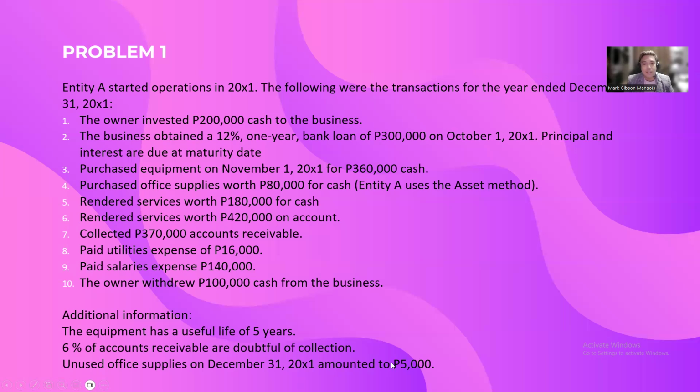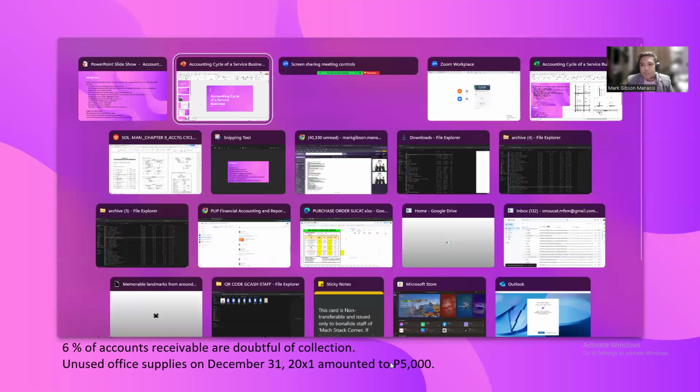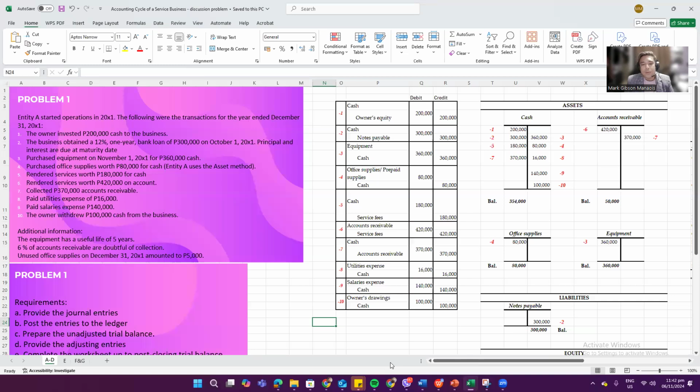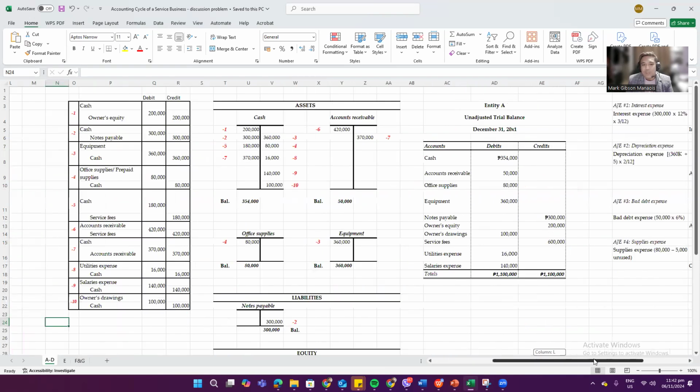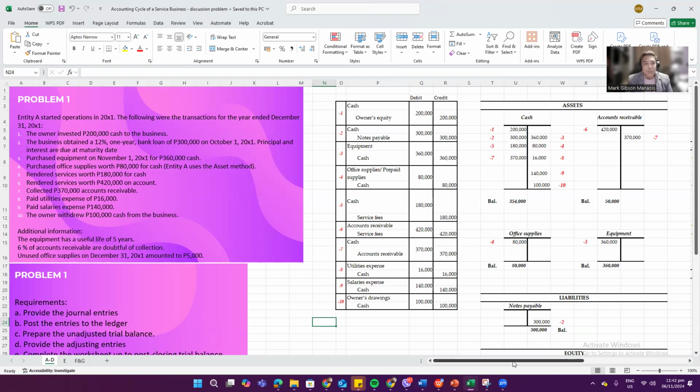gawin nga natin class. Let's do this side by side. Again, for discussion purposes, I'll be using Excel. But in your case, you have to use your paper or your columnar notebook. So just make sure you post all these entries there. Don't forget to write legibly, so that you'll be able to do the other process without repeating the previous processes that you have completed. Kaya importante class na maayos yung pagsusulat.